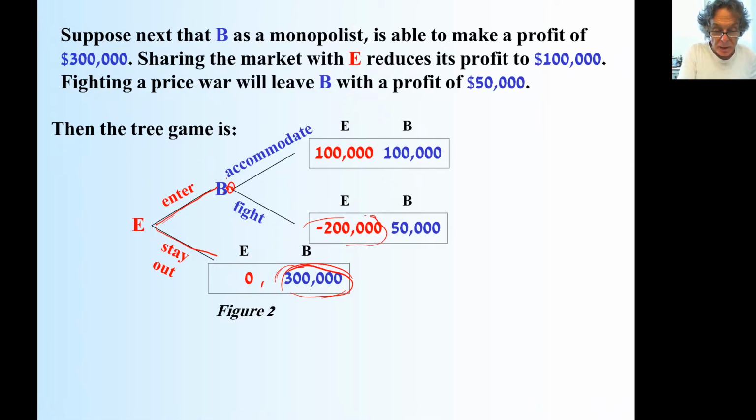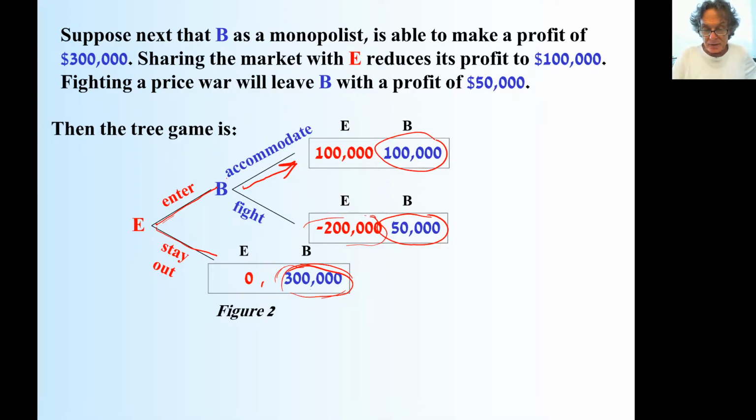I'm not sure that maybe E will stay out, but what happens if E enters and B has to make a decision? So she says the following: if I fight, I'm getting 50,000. If I accommodate, I'm getting 100,000. So if I have to make a decision to go for 100 or to go to 50, clearly I'm going here.